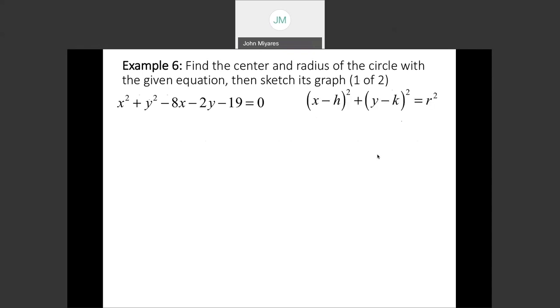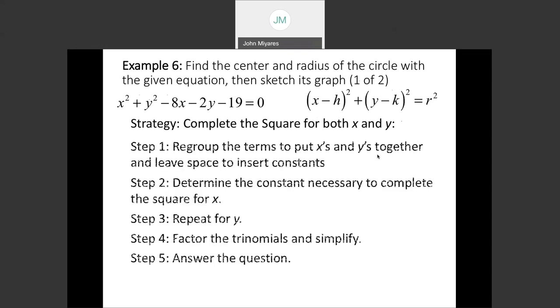I'm going to recommend that you pause this video and try this one out on your own before you see the answer on the next slide. As a reminder, you'll want to regroup the terms to put the x's and y's together and leave space to insert constants. Then we'll determine the constants necessary to complete the squares for x and y, which, since the coefficients of the squared terms are both equal to 1, the constant you'll want to add will be half the coefficient of the middle term squared.